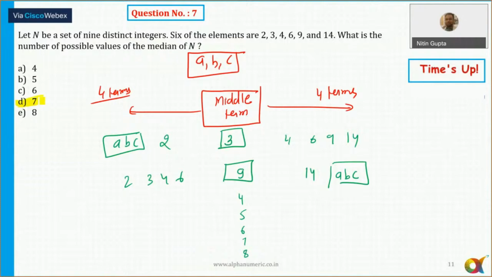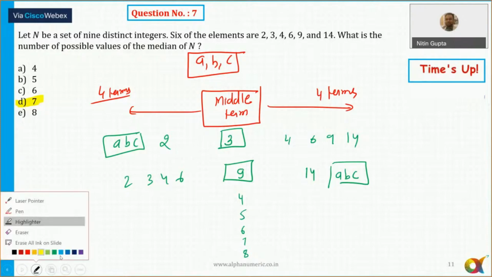So in the two extreme cases, if A, B, C are all on the left hand side of the middle term, or if all the three terms are on the right hand side of the middle term, these are the possibilities here. But yes, it can also be equal to 4, 5, 6, 7, and 8, all the values in the middle. So the answer is that there are 7 different possibilities: 3, 9, as well as 4, 5, 6, 7, 8. How is that possible? I'll tell you the reason also.